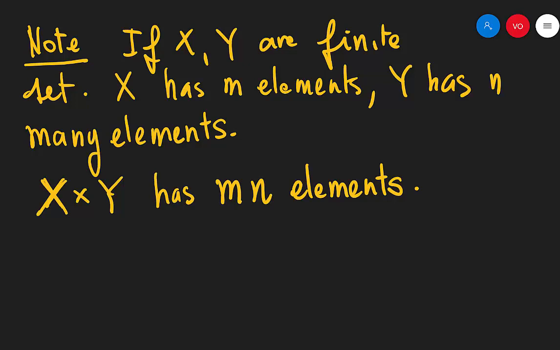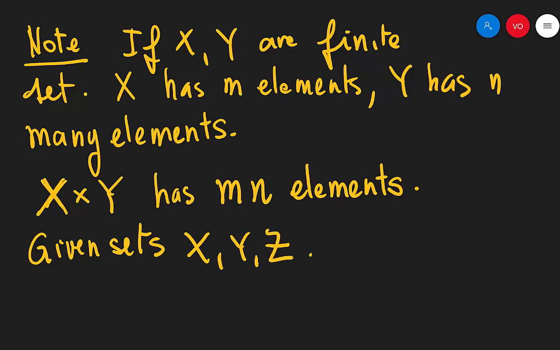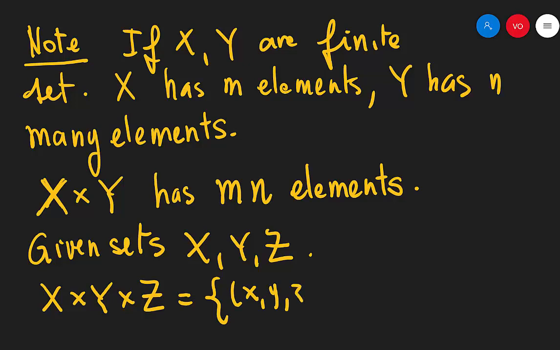Notice also that one can define, given sets X, Y, and Z, X cross Y cross Z as the set of all triples of the type (x, y, z), where little x is in big X, little y is in big Y, and little z is in big Z.